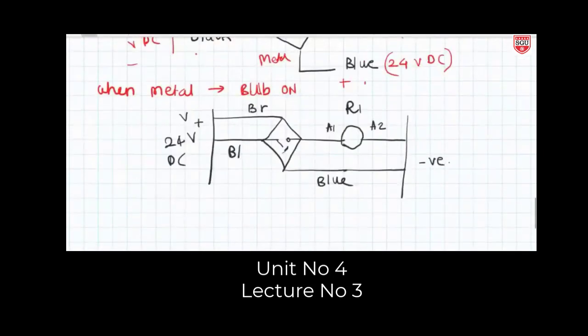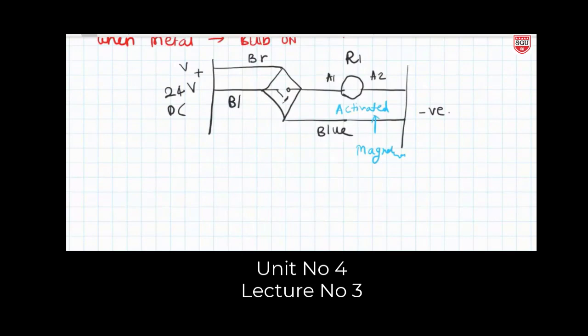So when metal comes in front of this, what will happen? The coil gets activated. Coil getting activated means it will become magnetized. Okay, this is the first circuit.